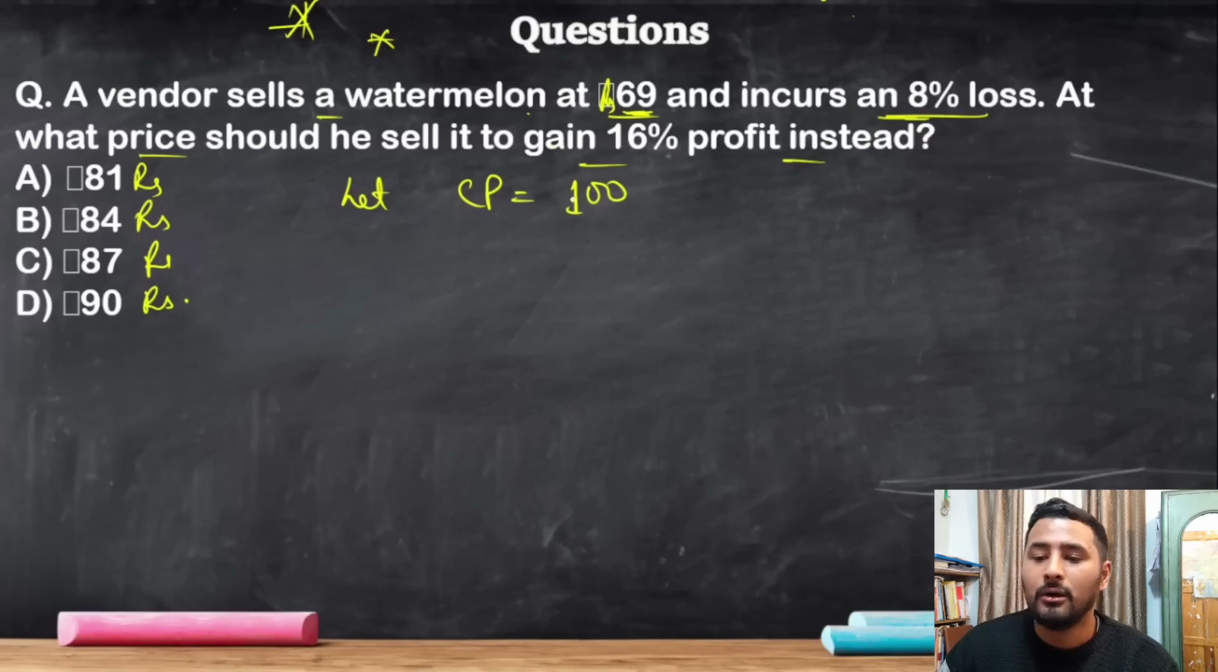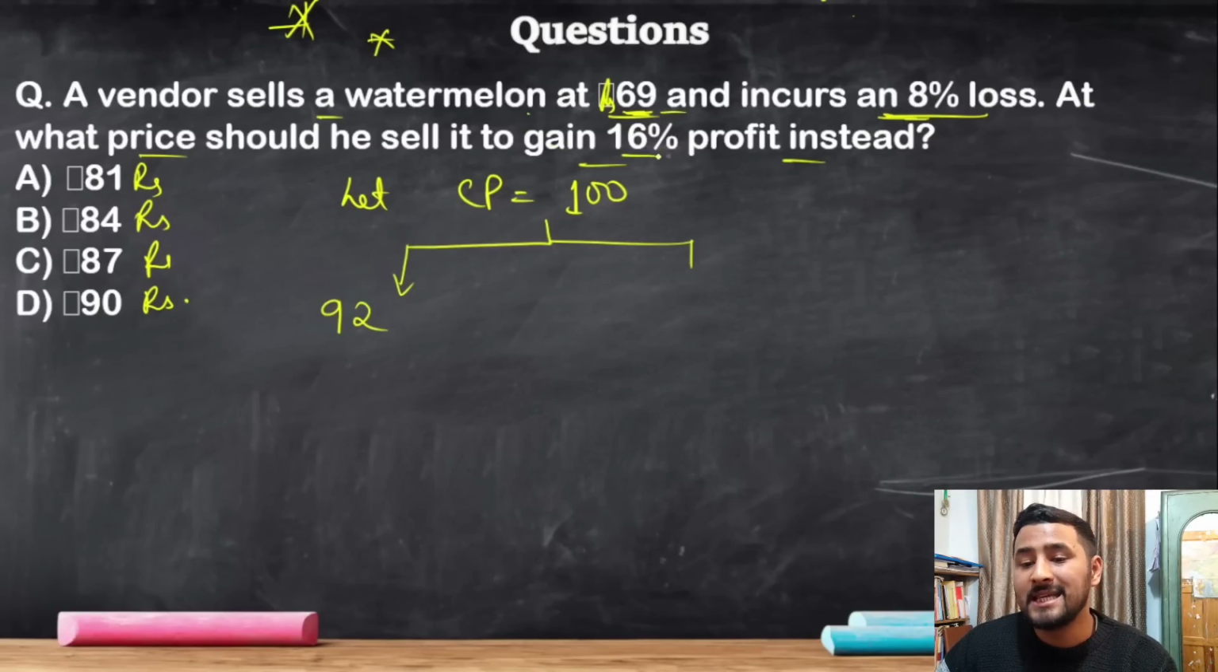Clear? Now what they are asking is, a vendor sells a watermelon at rupees 69 and incurs an 8% loss. If you take this CP as 100, 8% loss will be how much? 100 minus 8, this will come to 92, right? Now at what price should he sell it to gain 16% profit? Now profit, I said you have to add.